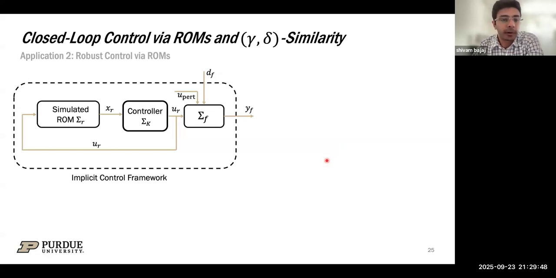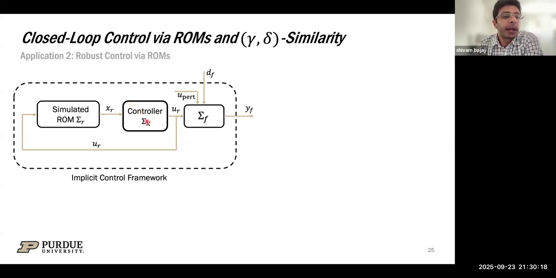Okay. Now, a second application that one can consider when using reduced order models for control is robust control of full order models. I will describe that as an implicit control framework. What that means is that I have a system sigma f, and there is a disturbance affecting the true system sigma f. Then I can design a reduced order model sigma r. And now I want my system sigma f to be gamma delta similar to the reduced system sigma r. Okay. And that's the difference between the previous application and this application.